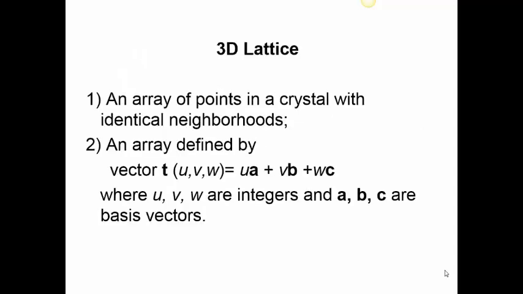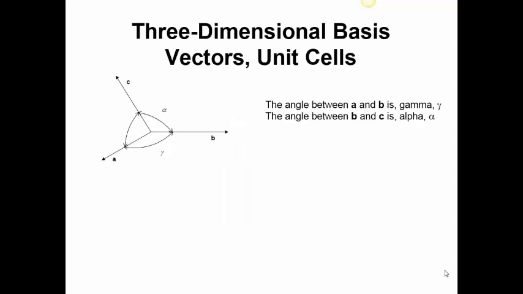The definition of a lattice remains the same as two-dimensional. It's an array of points in a crystal with identical neighborhoods. The array is defined by the translation vector T, which is a linear combination of the basis vectors A, B, and C, where the coefficients are integers running from minus infinity to plus infinity to give us the primitive cell.